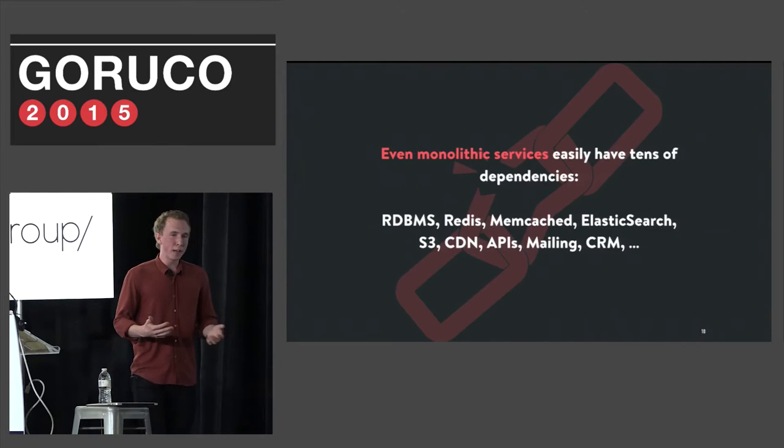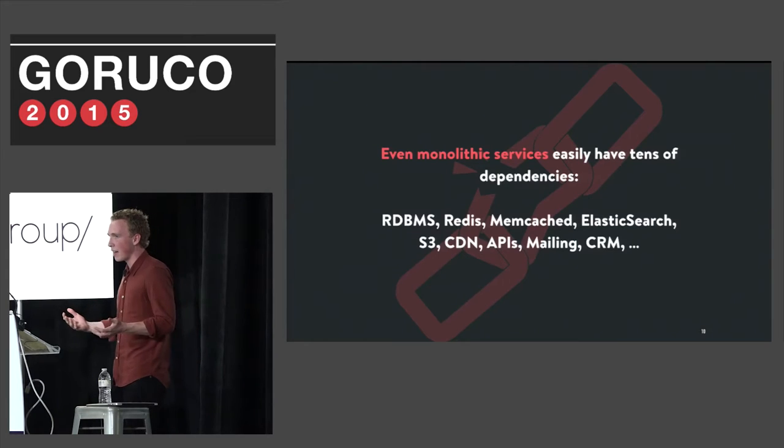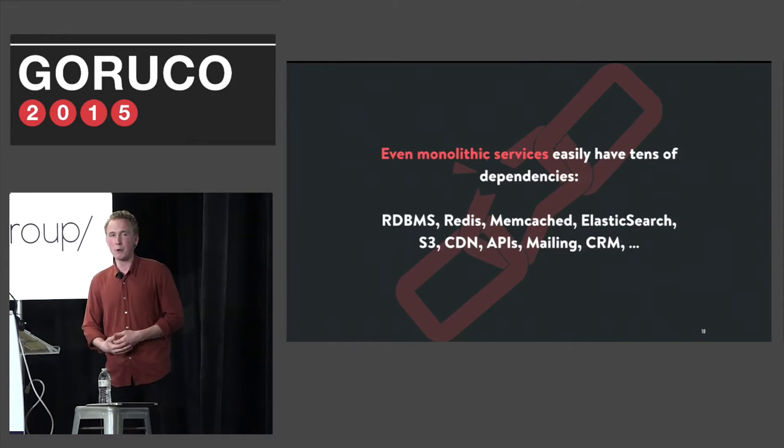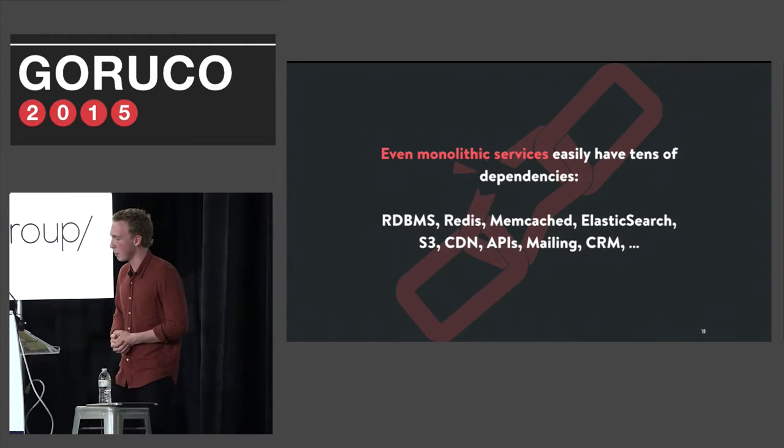And many of us might think, well, we have a big monolith. It's fine. We have a big monolithic application, doesn't have any external dependencies. We're good. But really, that's lying to ourselves. Shopify is a big, proud monolith, you might say, but we still have tons of dependencies.